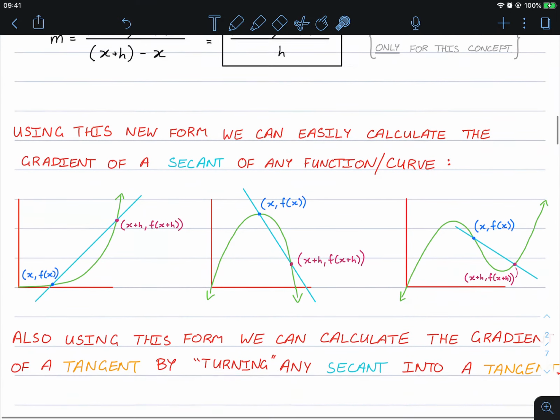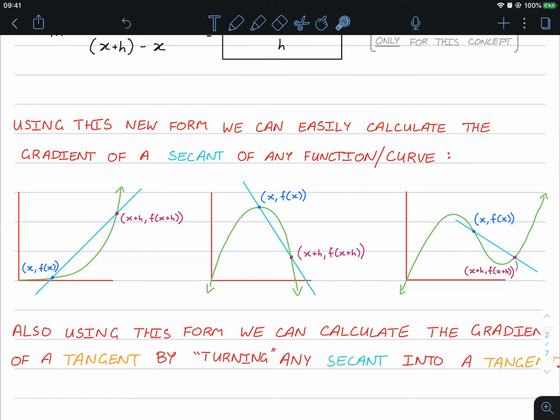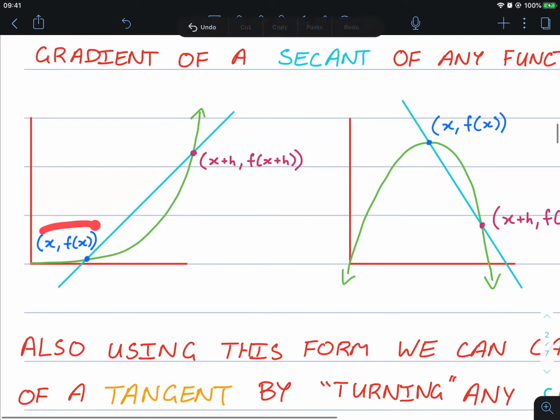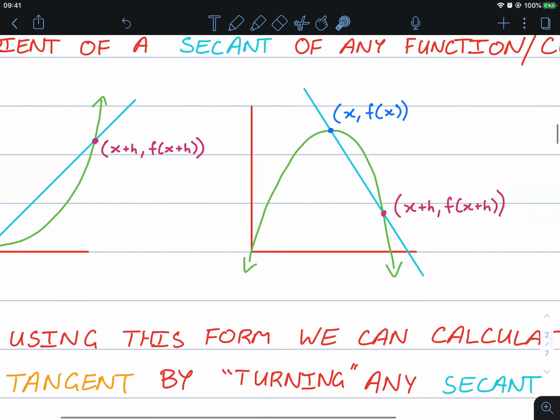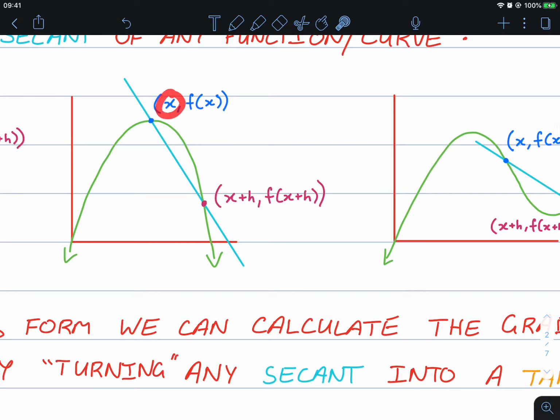Using this new form, we can easily calculate the gradients of a secant of any function or curve. So this point is x, f of x, and this point is some distance away, x plus h, and f of x plus h. Same goes for this one. We have a point x, and this point is some distance away of h. Its y values are f of x and f of x plus h.